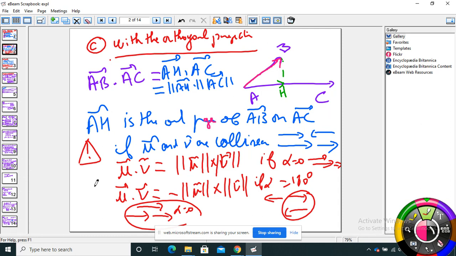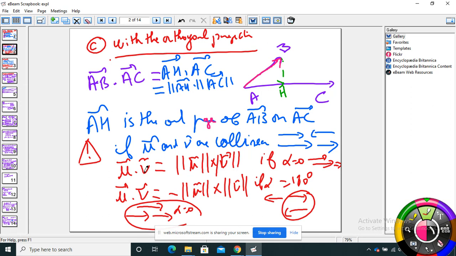Now remark, pay attention to this very well. If U and V are collinear, and if they are on the same line, it doesn't necessarily mean the angle is zero. This is confusing some students. We need to be careful for the sense of the two vectors. If they have the same sense, then the angle is zero. But if they have opposite sense the angle is 180 degrees.